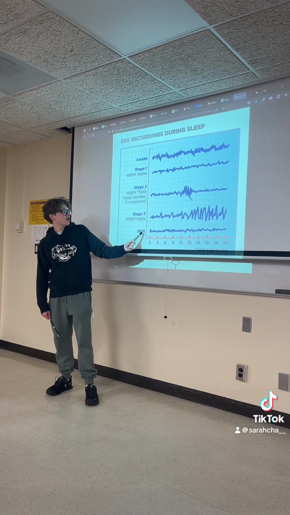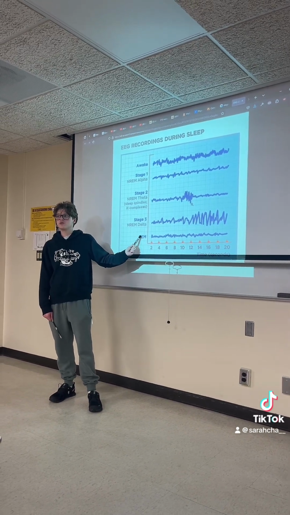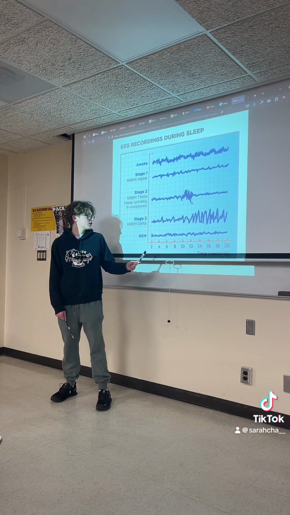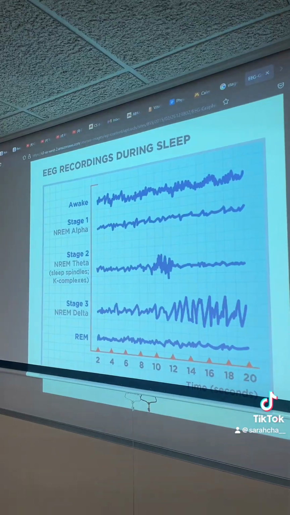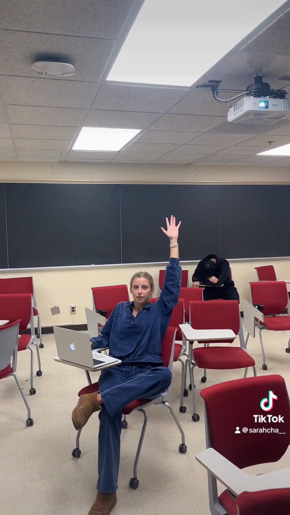Finally, REM sleep is characterized by the use of light and deep sleep characteristics. Yes, Sarah? So is Isaac in stage 1 of sleep?